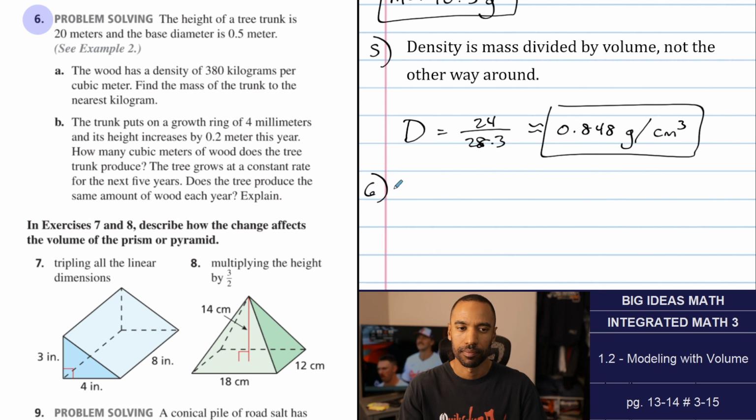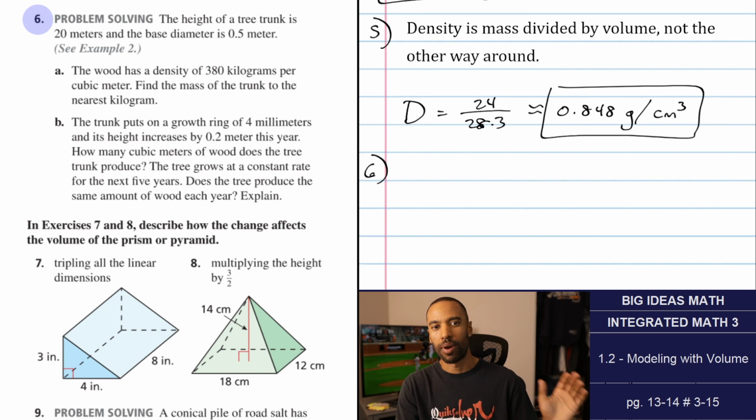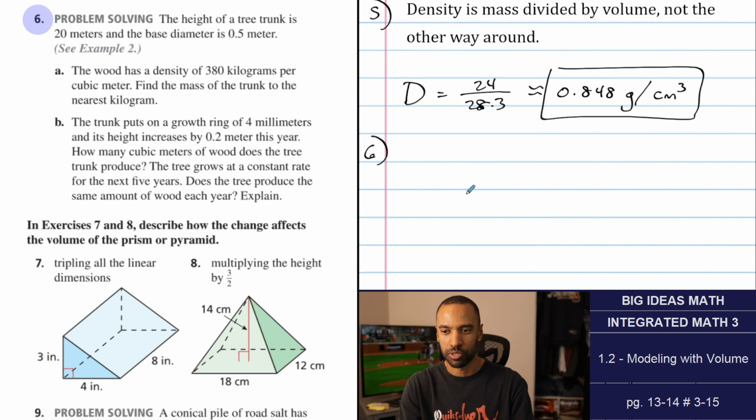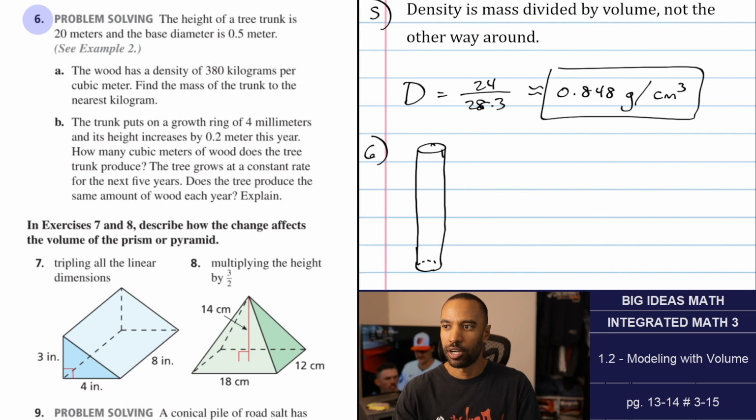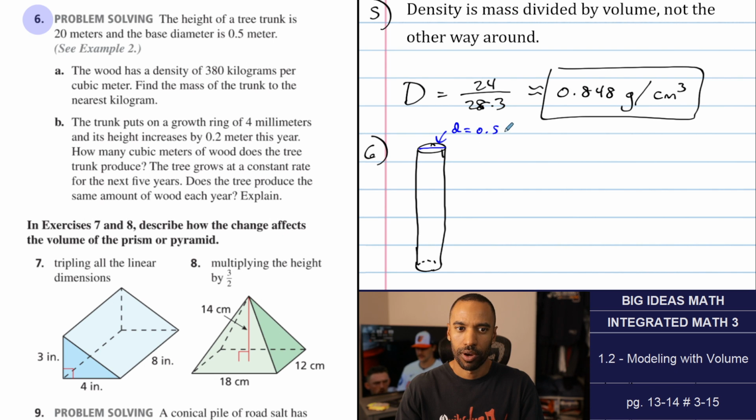Number 6, problem solving. The height of a tree trunk is 20 meters and the base diameter is 0.5 meters. Already looking at parts A and B, it's going to look a lot like the problem we had in the example set. Remember, a tree trunk is cylindrical. I'm not going to draw a tree, I'm just going to draw a cylinder. The diameter is 0.5 meters and the height is 20 meters.